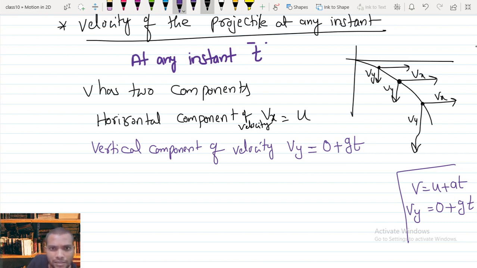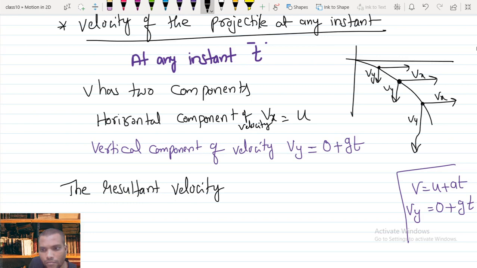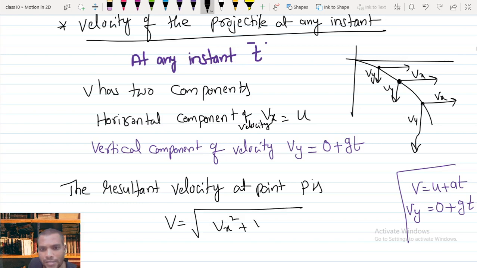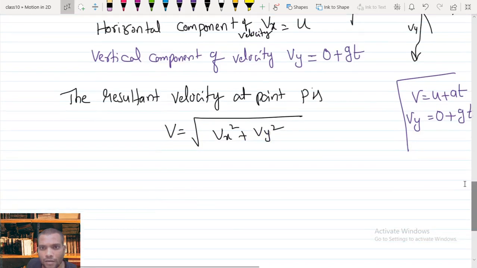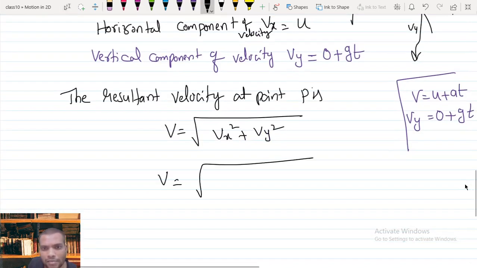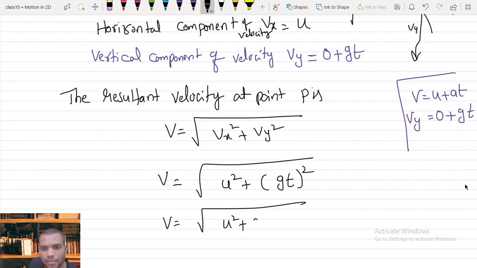Now we got the two components. The one and only thing we need to find is the resultant velocity at point P. We know how to find the resultant velocity: v equal to the magnitude of the square root of vx square plus vy square. Substituting the two components, vx equal to u and vy equal to gt, so the velocity magnitude equals the square root of u square plus g square t square, or gt whole square.